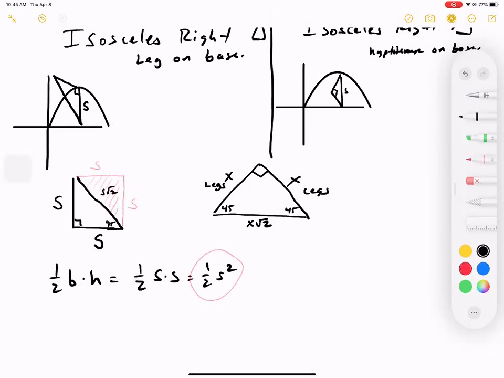Well, that makes my life easier, because to find the volume, from 0 to 4 of our area times a little bit of dx to give us our width, it's the integral from 0 to 4 of 1/2 S squared dx, where 1/2 goes in the front. So we have our setup for what our volume would be for an isosceles right triangle with the leg on the base. And this would give us our volume.